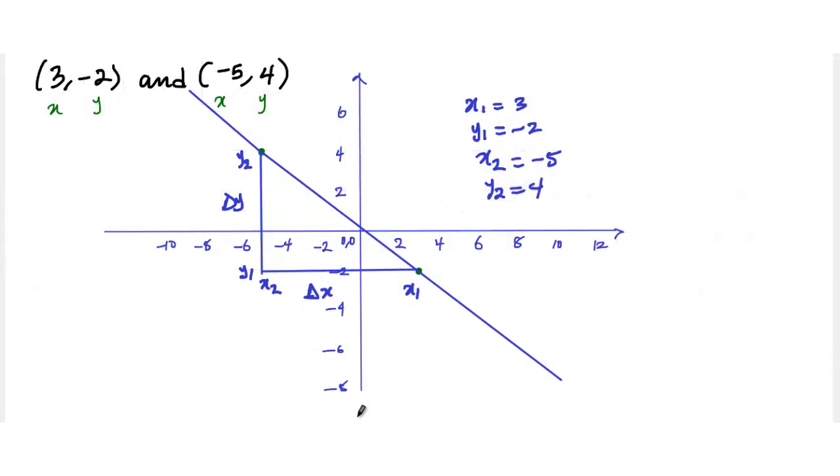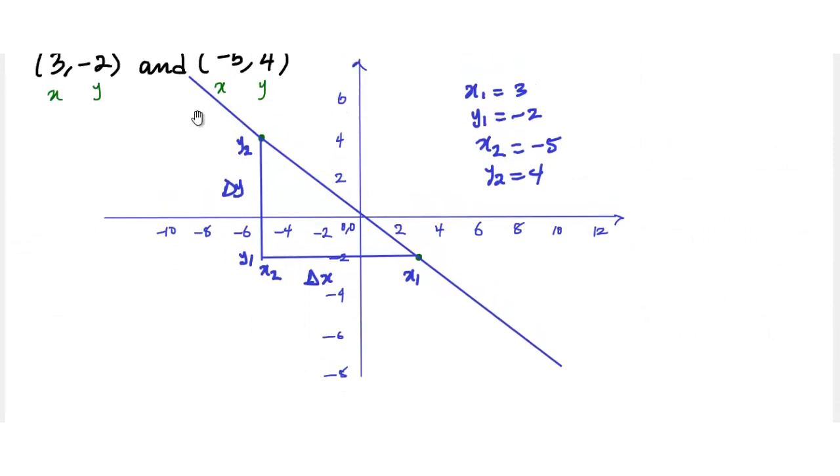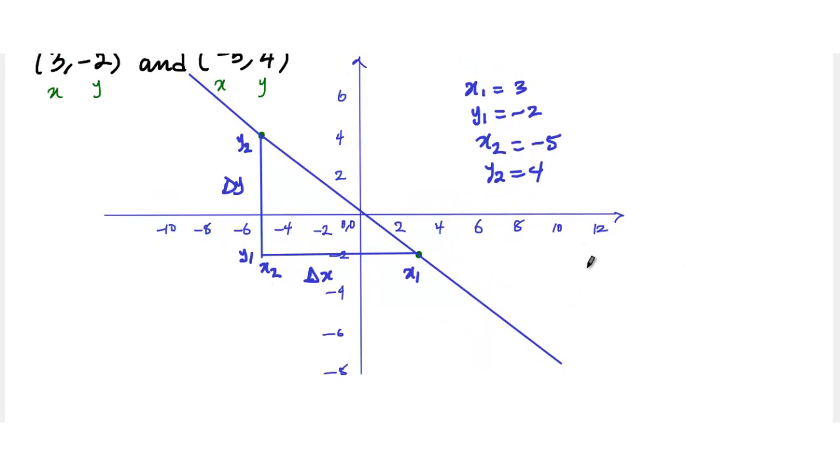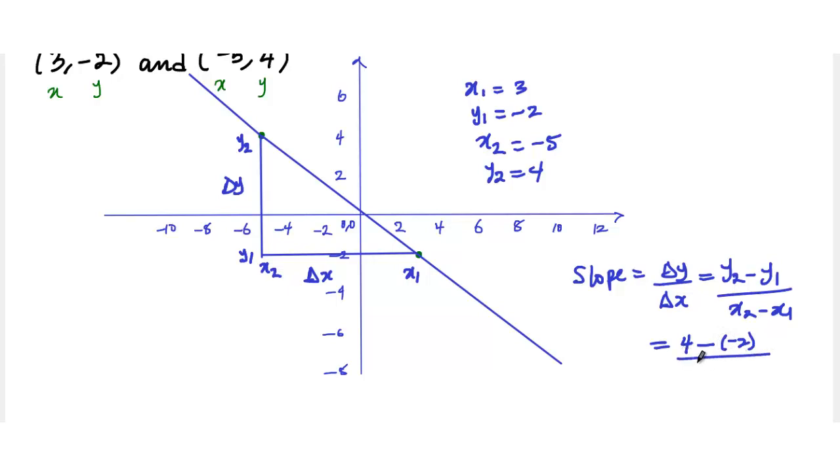So we can therefore say that, since we've been able to identify those points, the slope is change in y over change in x, which is y2 minus y1 over x2 minus x1. So what is our y2? y2 is 4 minus y1. What is y1? -2. Then over x2, that is -5, minus x1, minus 3.